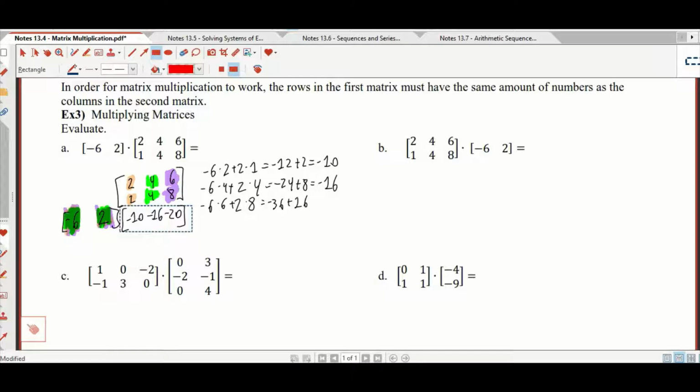Very good. So again, to see if it works, the rows in the first matrix must have the same number as the columns in the second matrix. So the rows in the first have 3 entries, and the columns only have 1 entry. So you can see this one's not going to work. But let's see what happens.